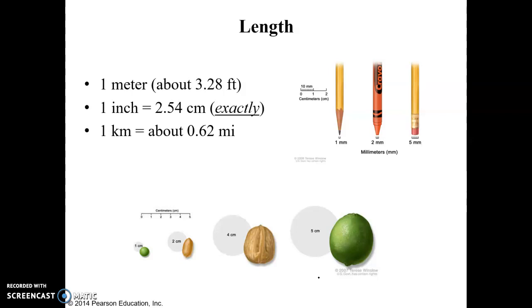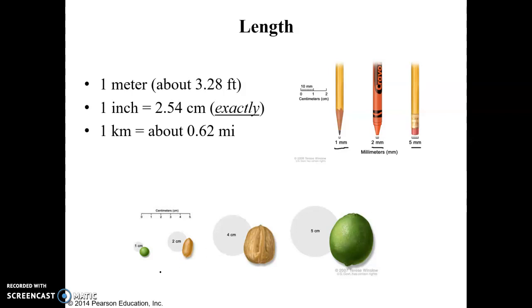That's 1,000th of a meter. And if you want to visualize what 1 millimeter is, it's about the width of the tip of a pencil. A crayon is a little wider. That's about 2 millimeters. And the opposite end of the pencil, the eraser end, is about 5 millimeters. That might help you visualize a little bit.